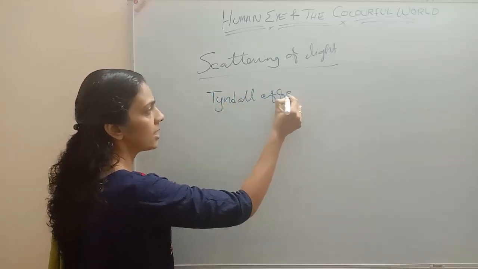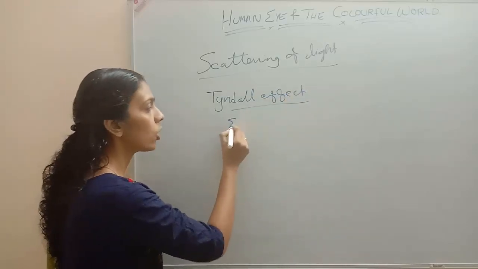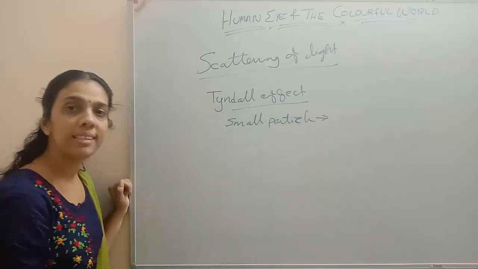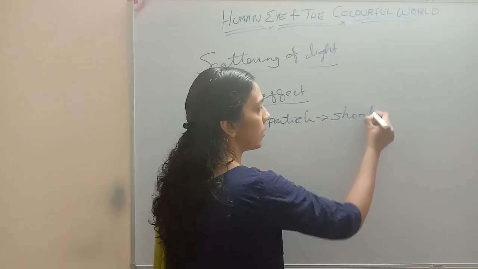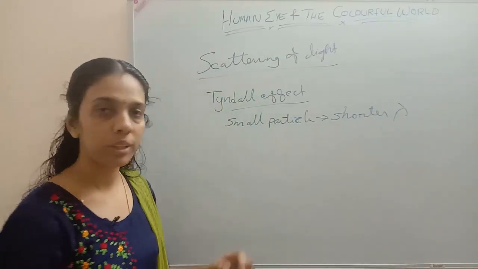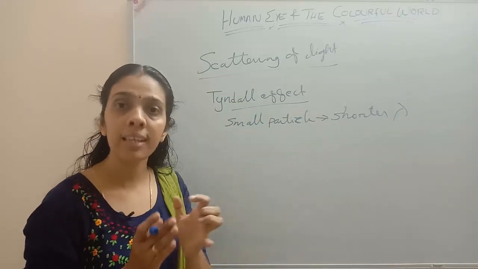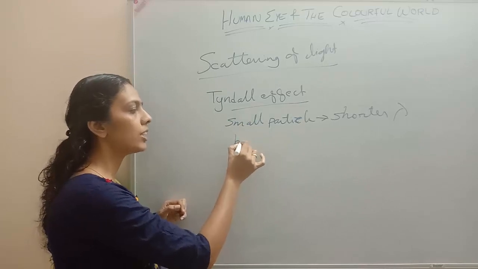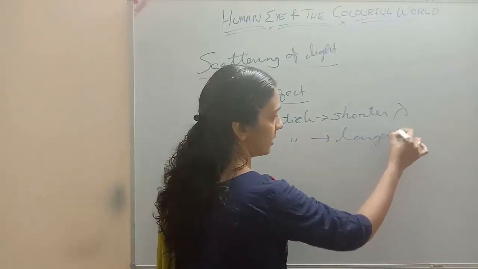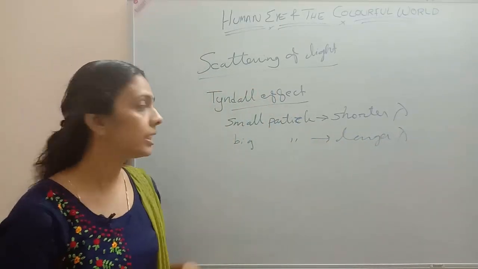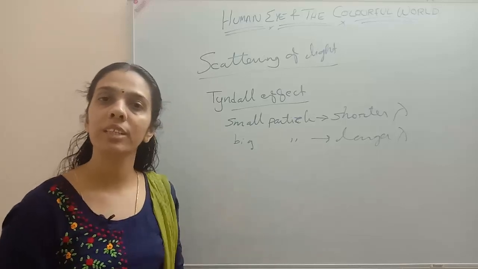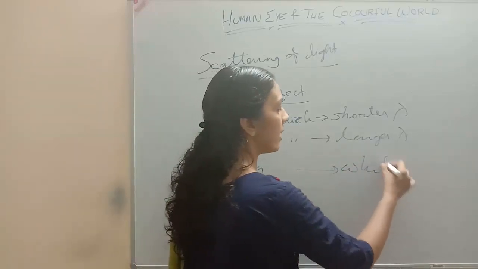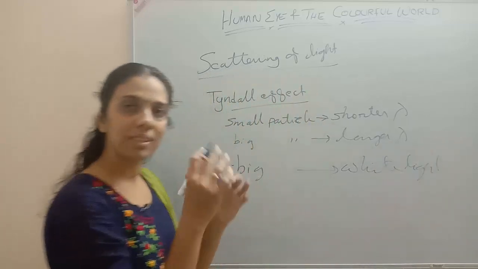What is this Tyndall effect? When the light ray is incident on small particles, shorter wavelength light will be scattered. Wavelength is represented by the symbol lambda. As the size of the particle increases, larger wavelengths will be scattered. If it is small particles, shorter wavelength will be scattered. And if it is very big in size, it won't scatter, and we see it as white light only.